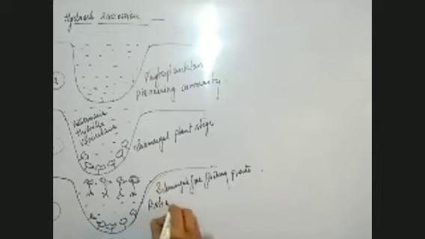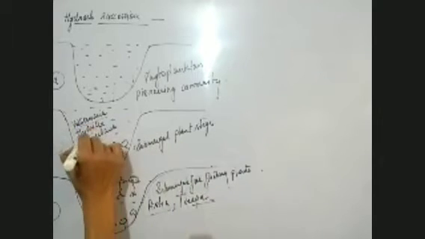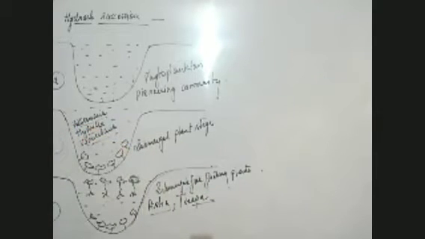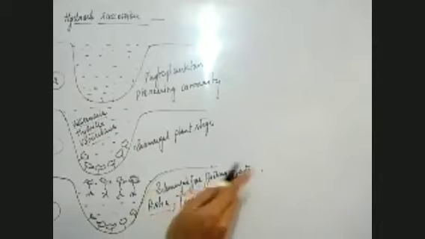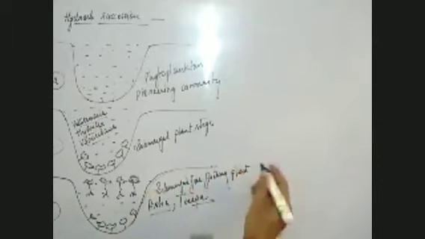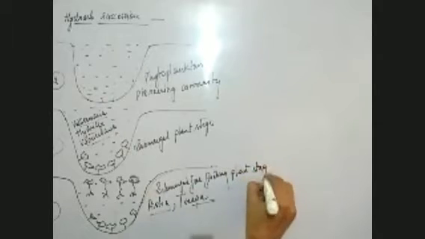The plants which accommodate this stage are Pistia and Trapa. These are the names of the plants which accommodate the water body at the submerged free floating plant stage. This is the C stage which is seen.